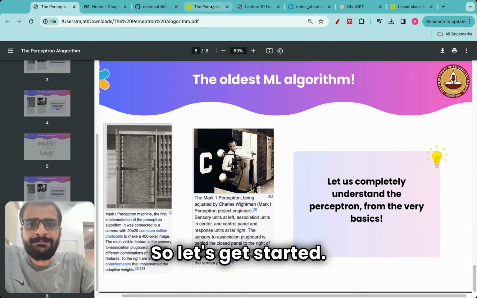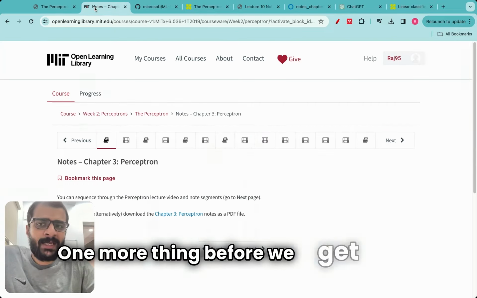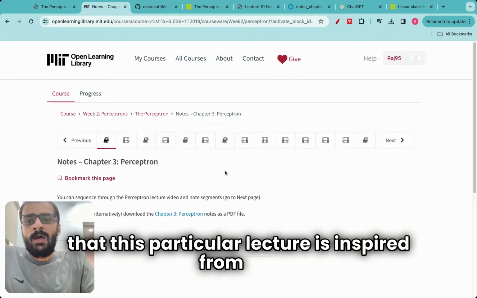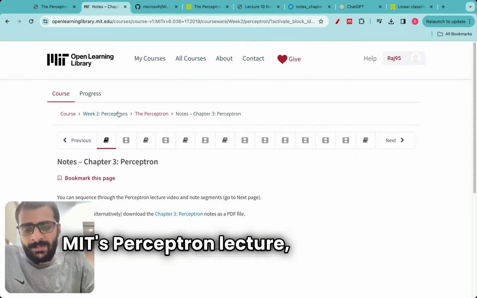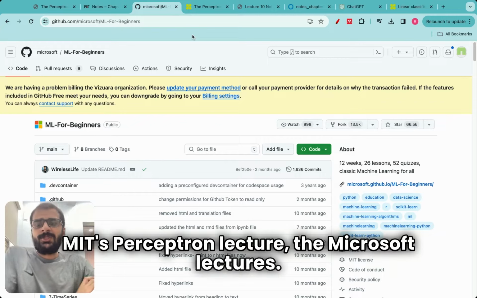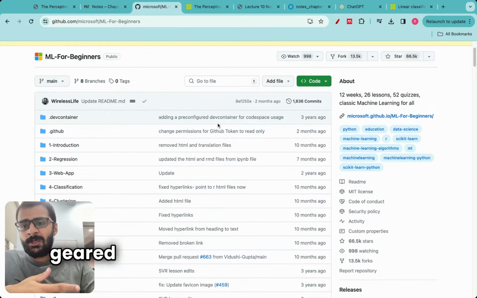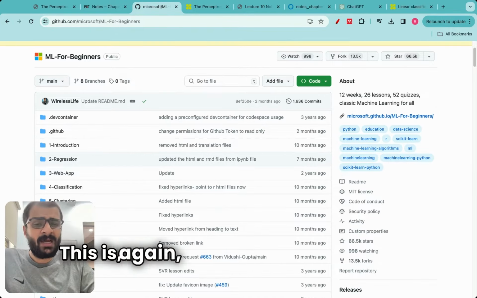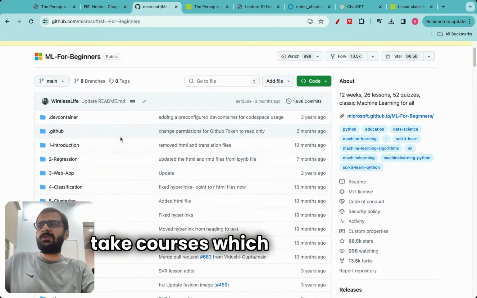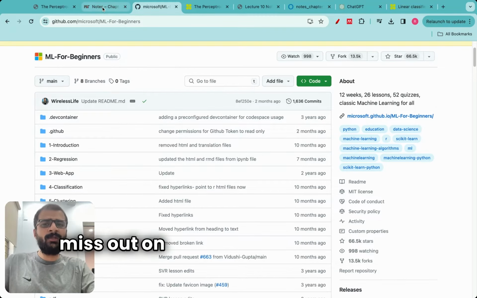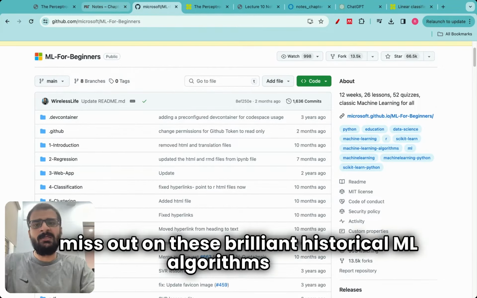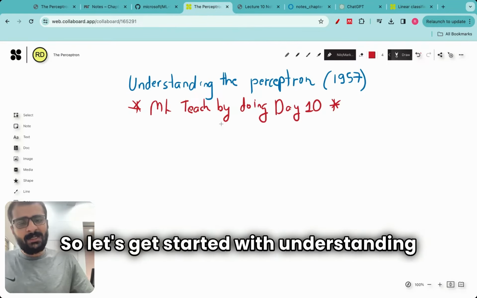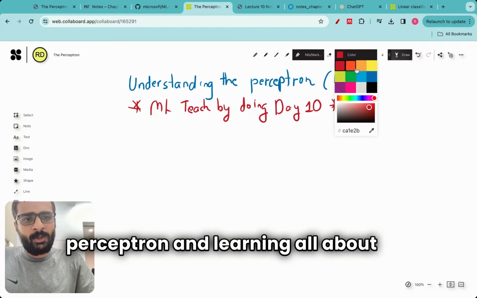One more thing before we get started is that this particular lecture is inspired by MIT's Perceptron lecture. The Microsoft lectures, as I mentioned, are heavily geared towards practical aspects, so they don't have anything about the perceptron. This is again one of the reasons. If you take courses which are fully just practical, you will miss out on these brilliant historical ML algorithms, and you will miss out on learning about them. So let's get started with understanding the perceptron and learning all about the perceptron.